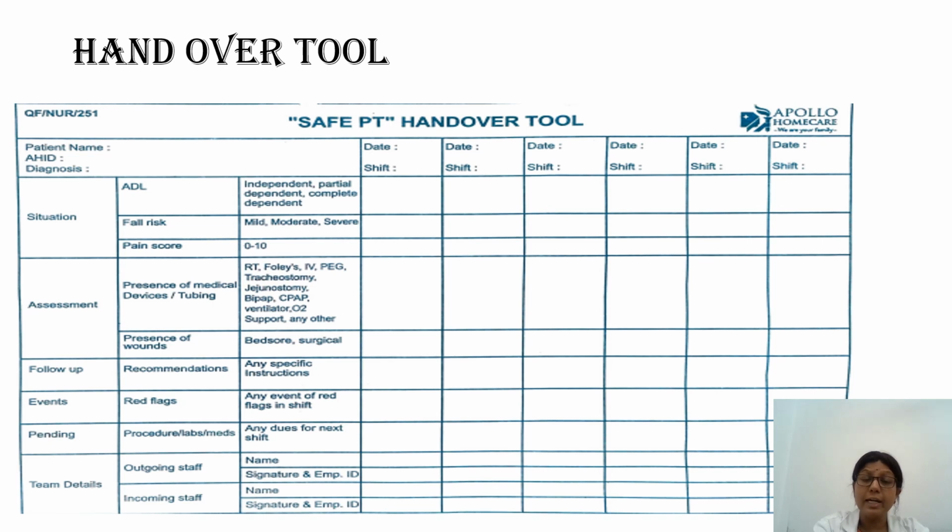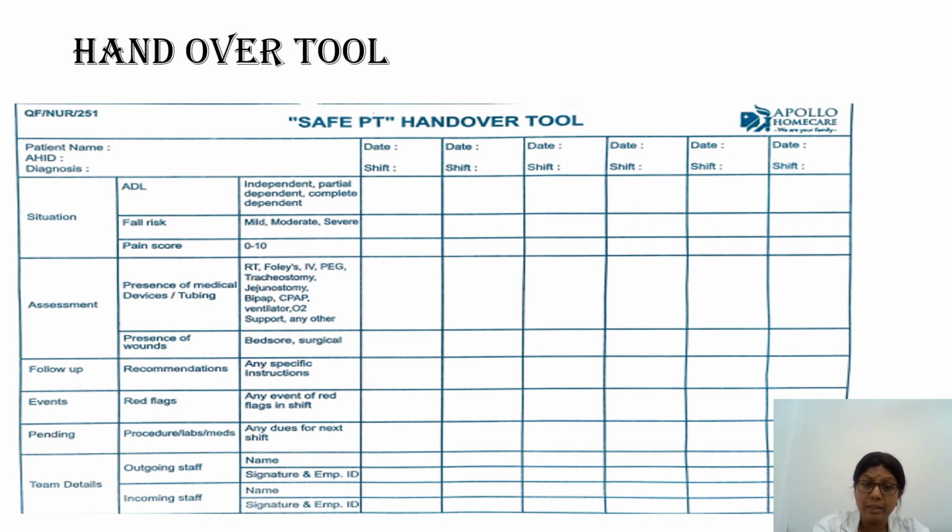And events: any untoward incidents, emergency alerts or red flags. For example, the patient has sudden chest pain or nose bleeding, or has passed stool more than 4 or 5 times, loose motion, or has had 4 or more episodes of vomiting. These red flags are events that have to be monitored, entered here and documented.